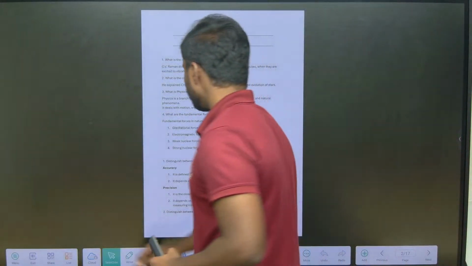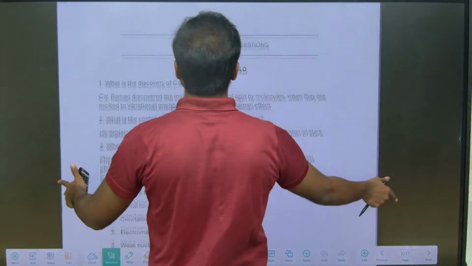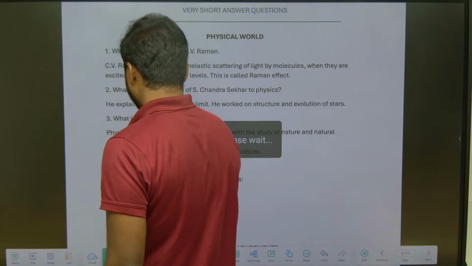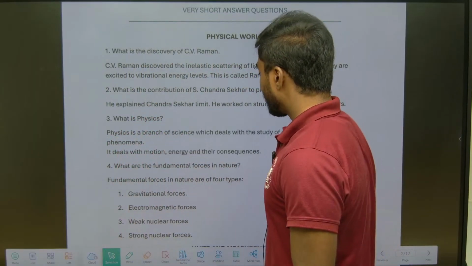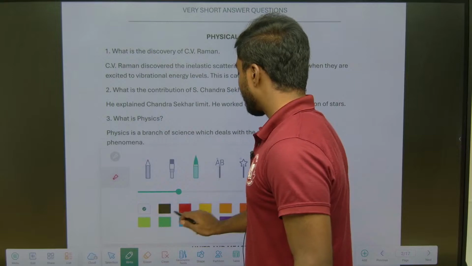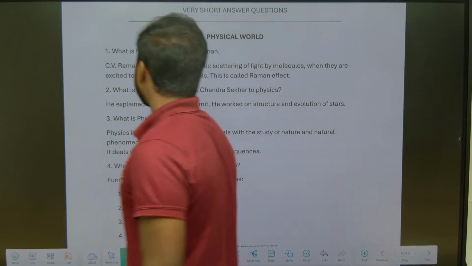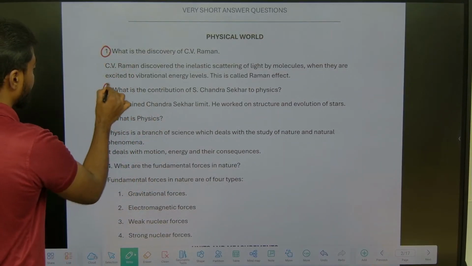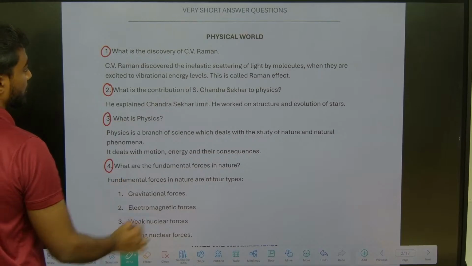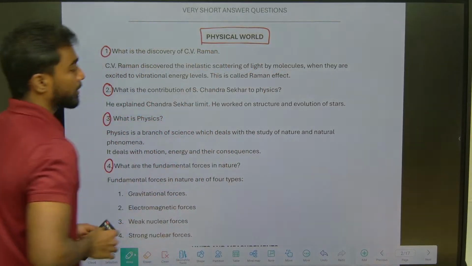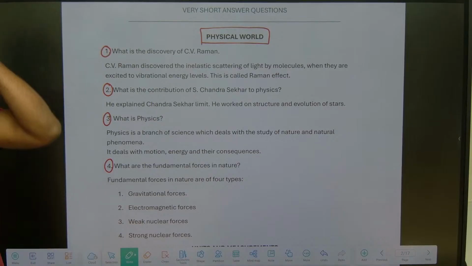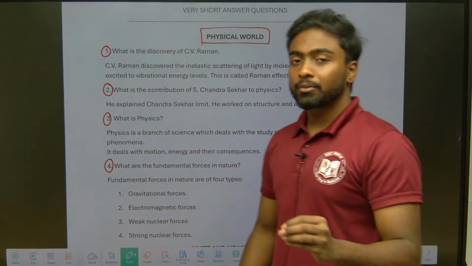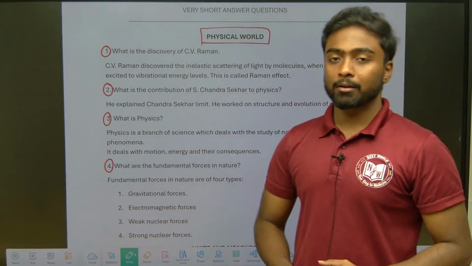If you see in the physical world, we will be having only 4 important questions. The first question is, what is the discovery of C.V. Raman? I will mark the first question, second question, third question and the fourth question. So the first chapter we are going to concentrate on is physical world. In this chapter we will have only theory, no numericals, and we should memorize it.